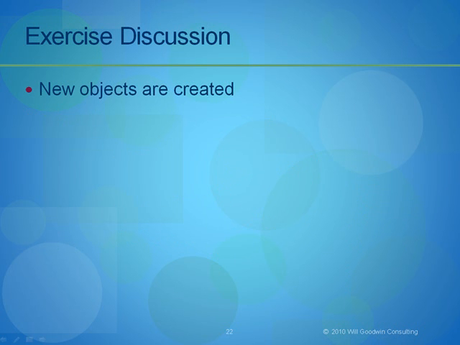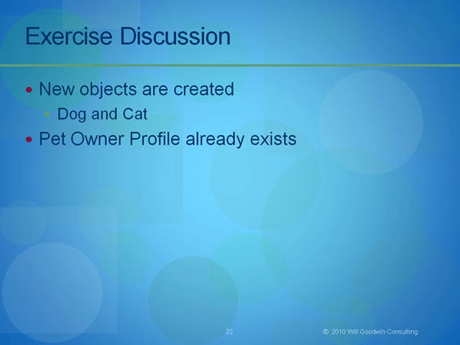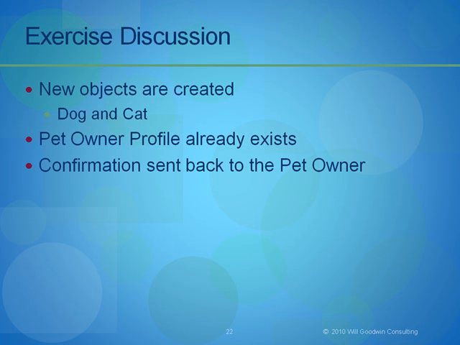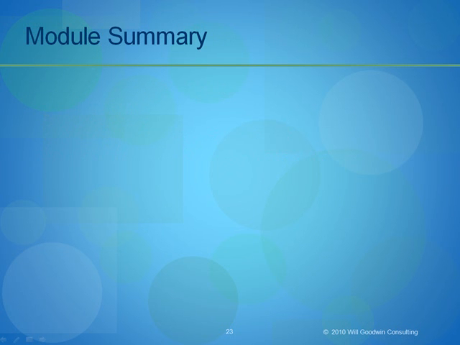So in this scenario and in this sequence diagram, as I mentioned, the dog object and the cat object are created and appear at the point of creation. The pet owner profile object was already in existence, so it appears at the top of the diagram. And the confirmation message, the reassuring confirmation, is sent back to the pet owner. Of course, your sequence diagram may have been different. That's quite all right. What we're doing here is modeling our vision of how the system is going to be created and how the objects are going to work together.